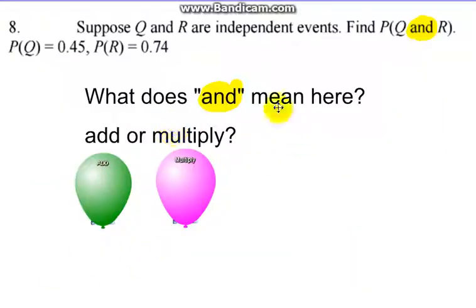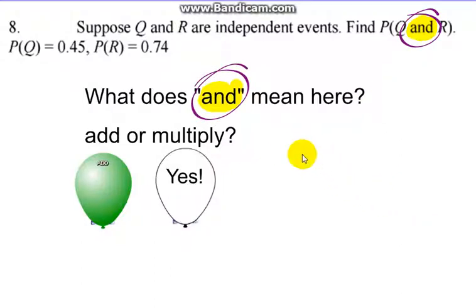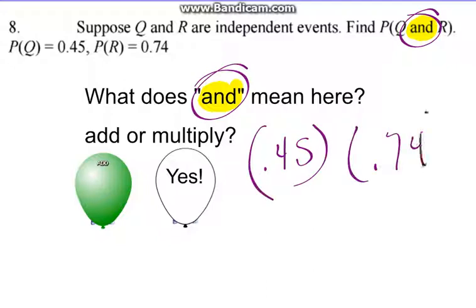Our next problem says suppose Q and R are independent events. Find the probability of Q and R, where P of Q is 0.45 and P of R is 0.74. So we need to think about what the "and" means, and it means to multiply. So when we do this, we're just going to multiply the two events together. So 0.45 times 0.74. And when you multiply those together, you get 0.333.